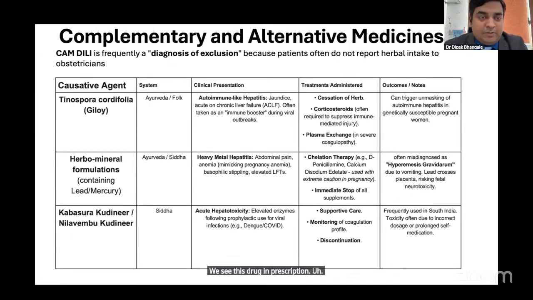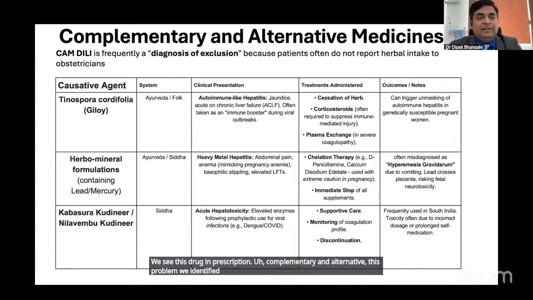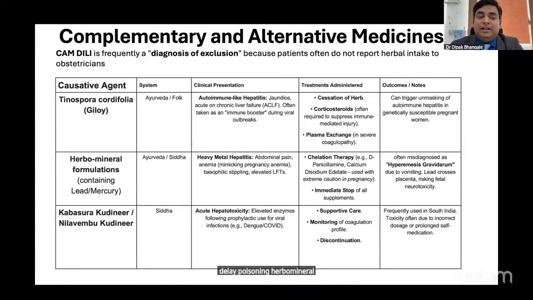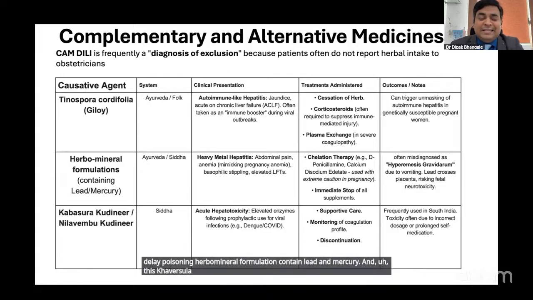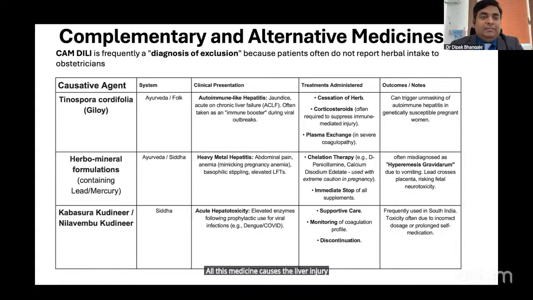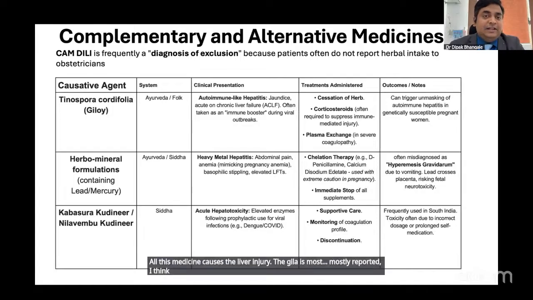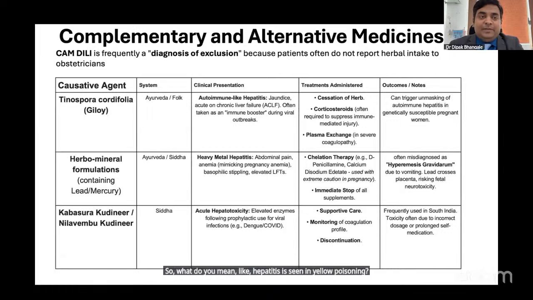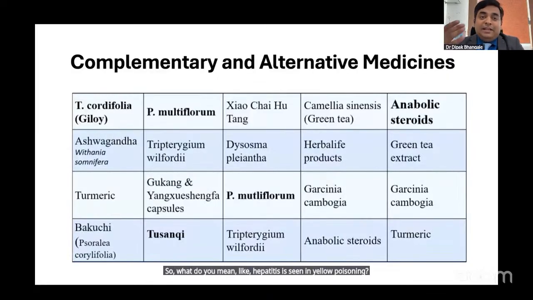Complementary and alternative medicine, a problem we identified recently in India: Giloy poisoning, and herbomineral formulations containing lead and mercury, such as Kavasurapudinir. These are Siddha medicines. All these medicines cause liver injury. Giloy is mostly reported, I think, in pregnancy in India and outside India. Autoimmune-like hepatitis is seen in Giloy poisoning. So these many complementary and alternative medicines we are practicing, all are causing liver injury.